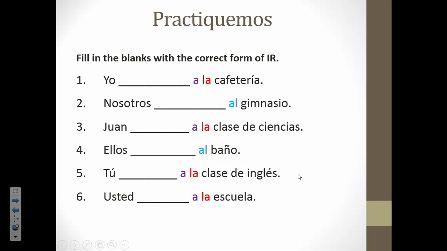Look at tres. We want to say Juan goes to science class. Juan va a la clase de ciencias. We're going to use va because it's like saying he. Juan is he. We know he is él, so we want to look on the chart for él, and we know the form of ir is va.